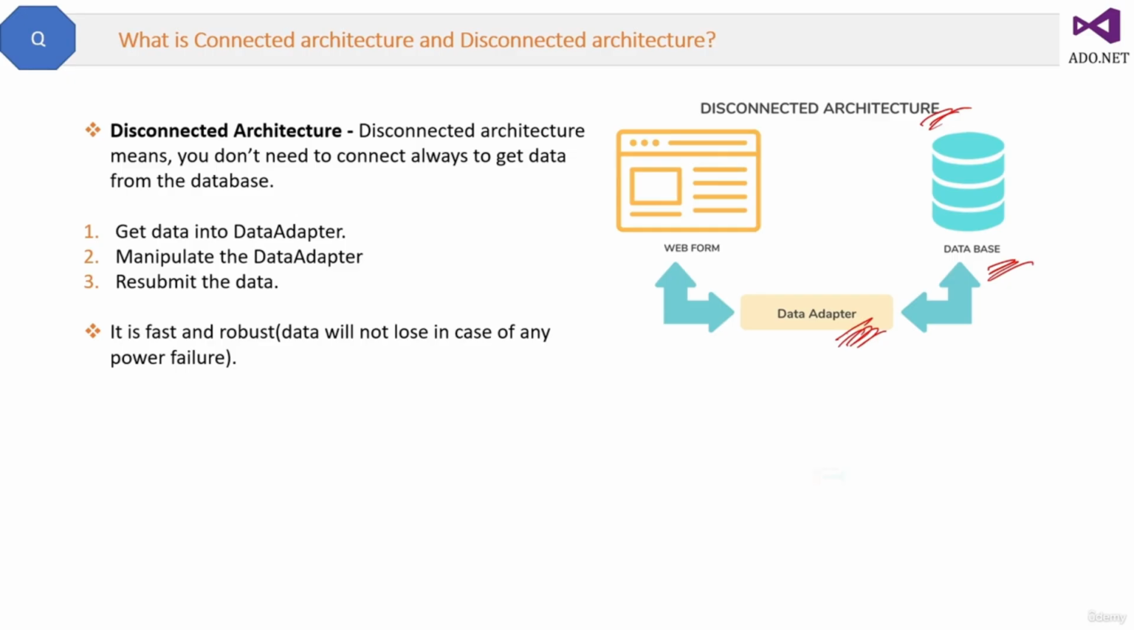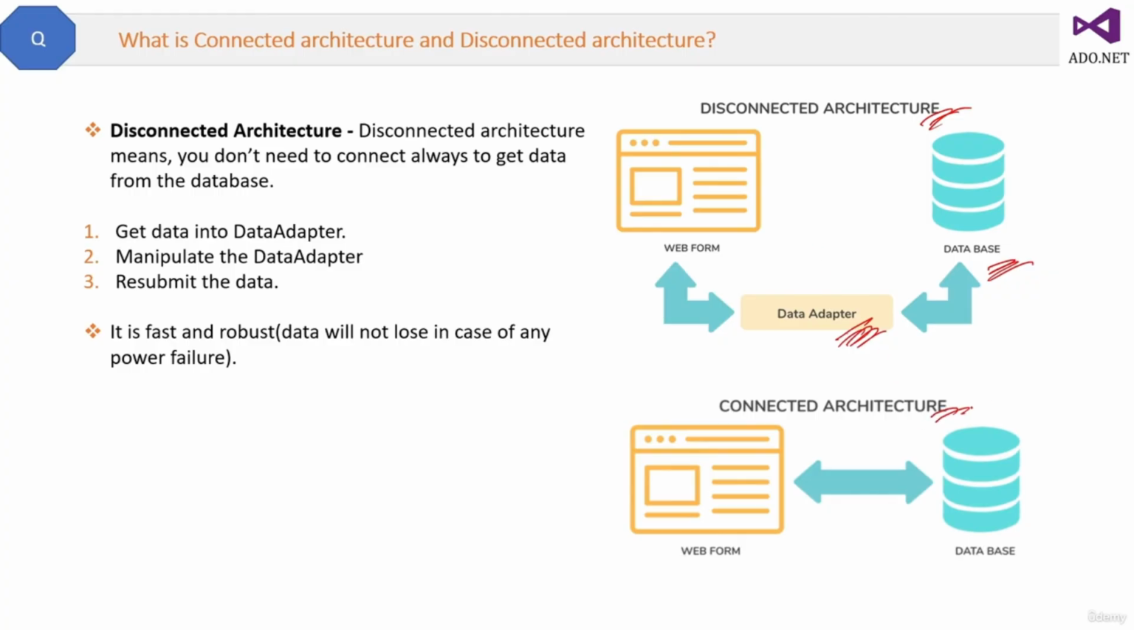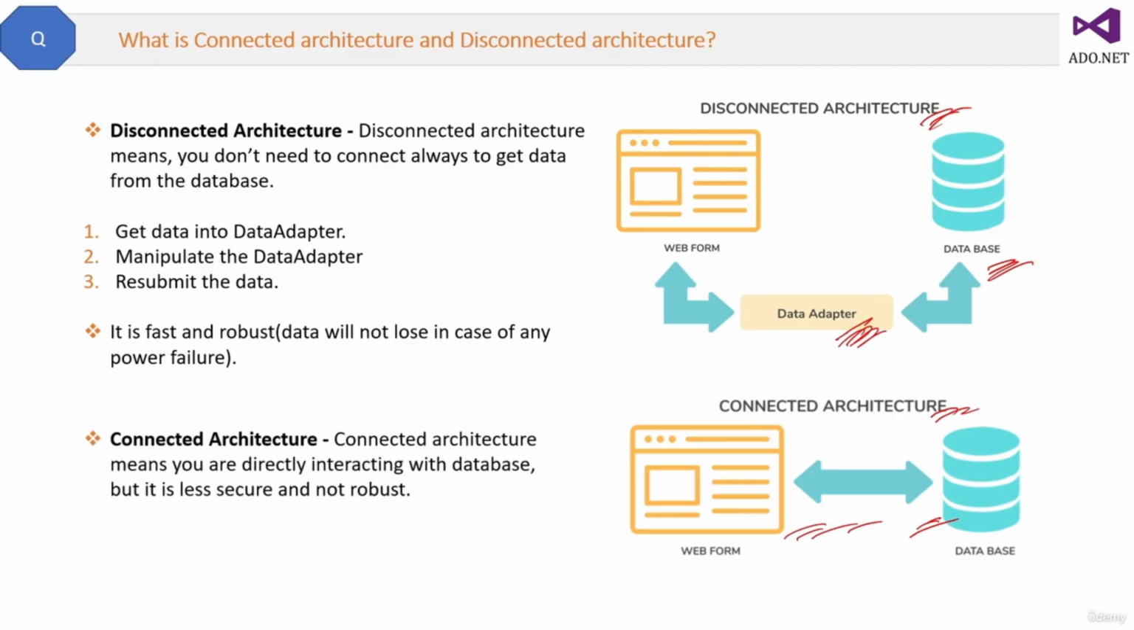Whereas if you look at the connected architecture diagram, this is directly fetching the data. Connected architecture means you are directly interacting with the database, but it is less secure and not robust. Why is it not robust? Because if the connection is lost, then all your data, like the updates and inserts, will go. So it is not a very good technique. Disconnected architecture is better than connected architecture.